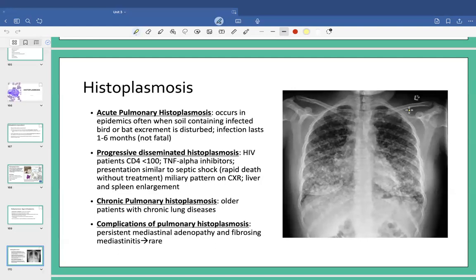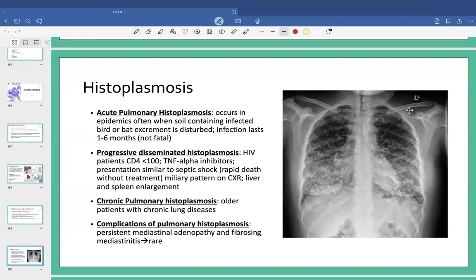The third form is chronic pulmonary histoplasmosis, which is usually seen in older patients with chronic lung disease, like COPD. These patients present with chronic pulmonary changes, progressive pulmonary changes. Something's going on, COPD is not getting better. Of course, this is where your workup comes in. If you're going to do some updated imaging, more than likely, run some tests or things like that.